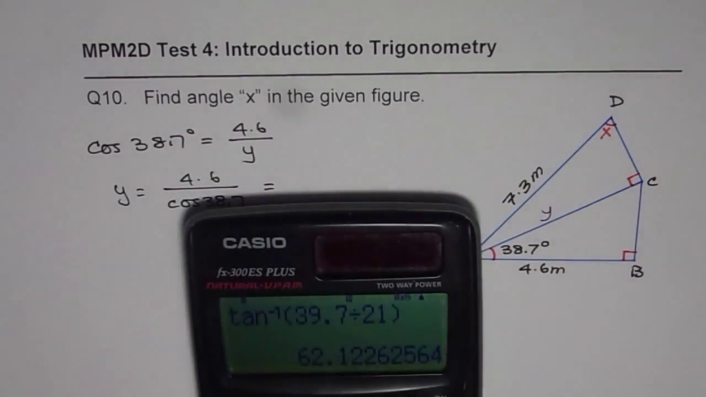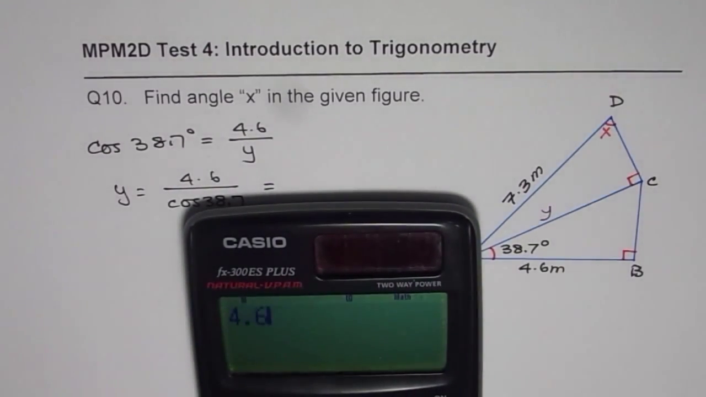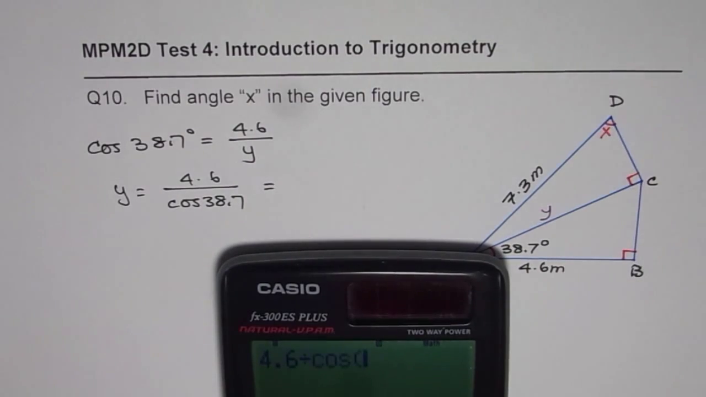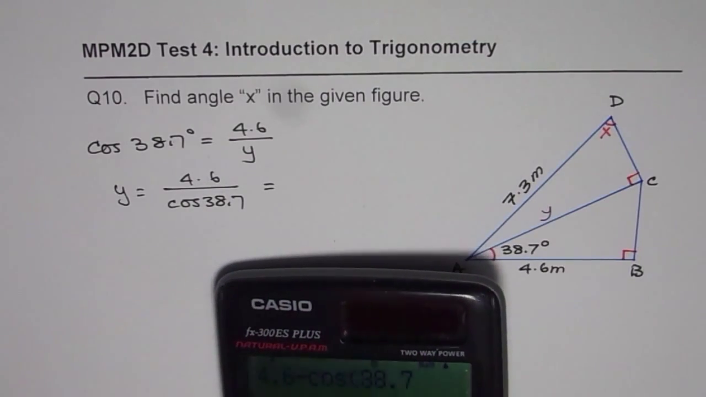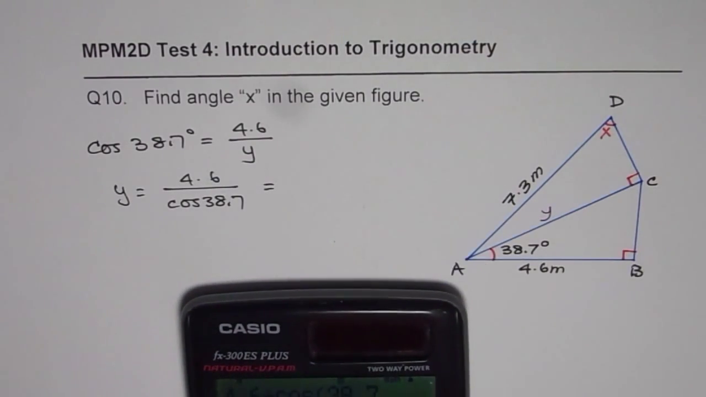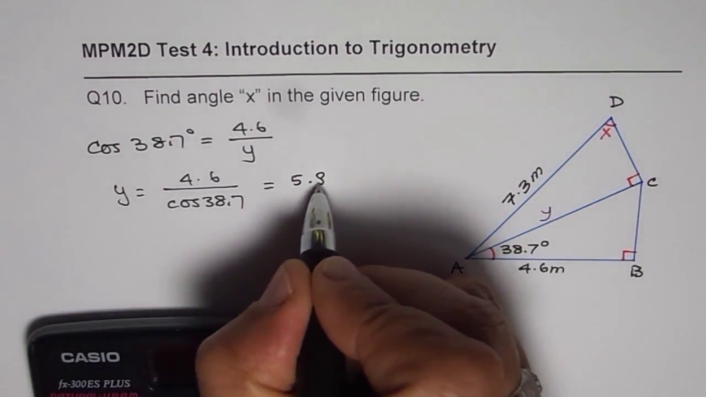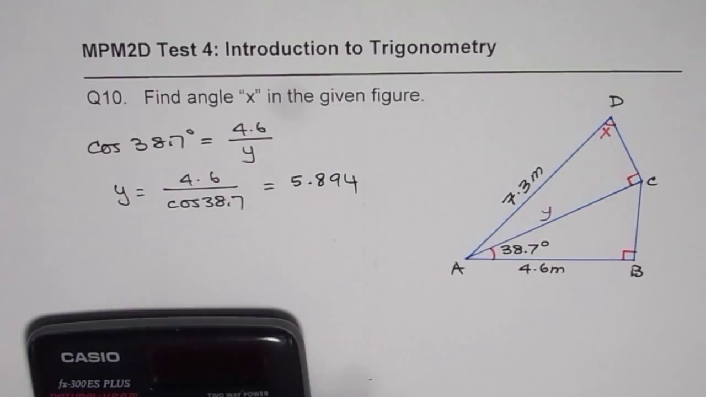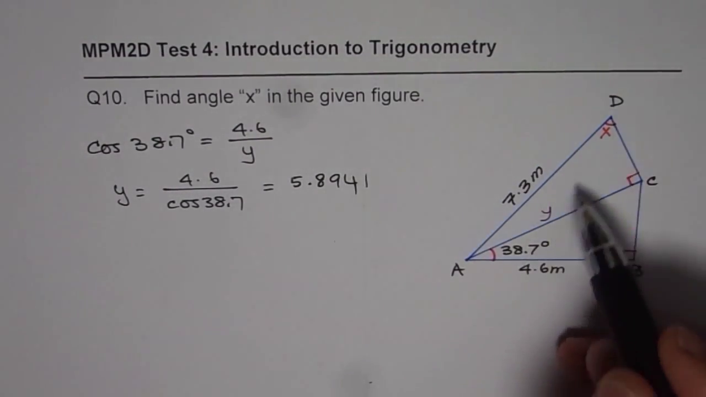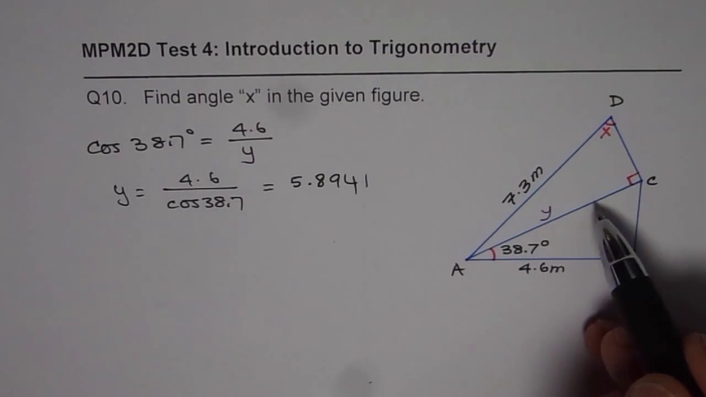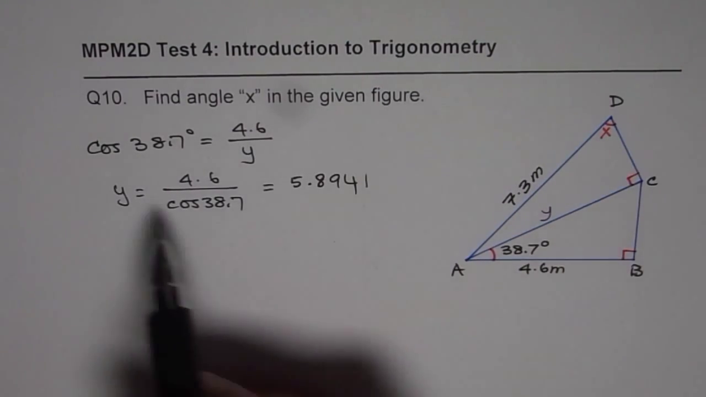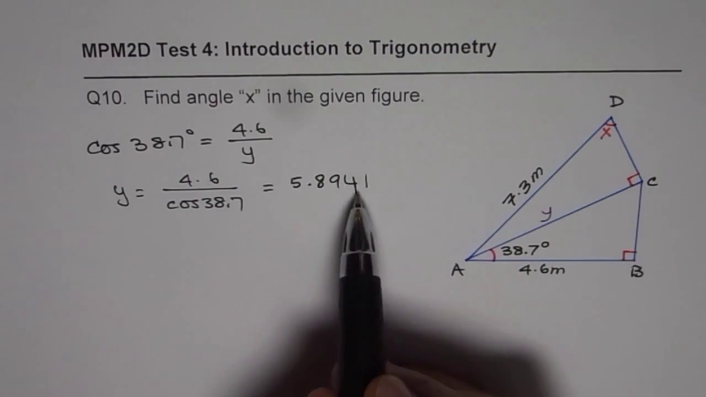Which is 4.6 divided by cos of 38.7, which is 5.894. So let me write this as 5.894. When we are actually looking for an accurate answer, we should use 4 decimal places, right? So let's write y as 5.8941.